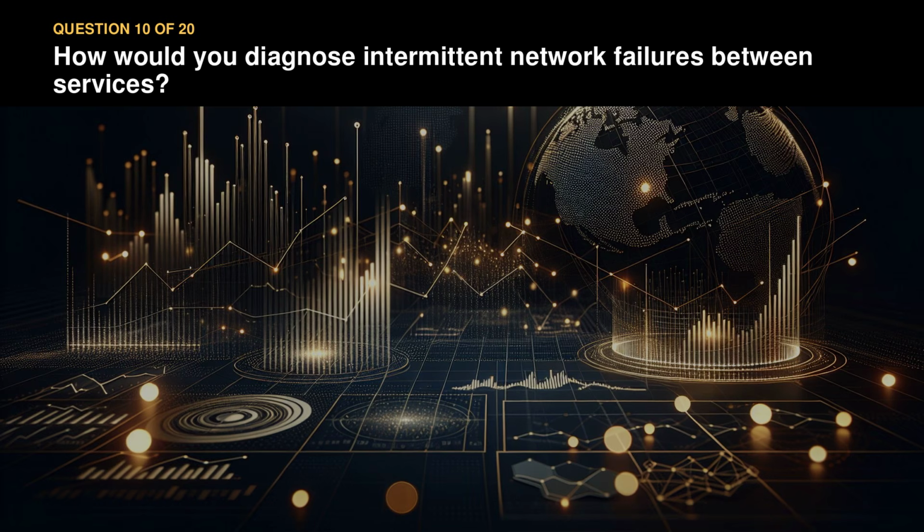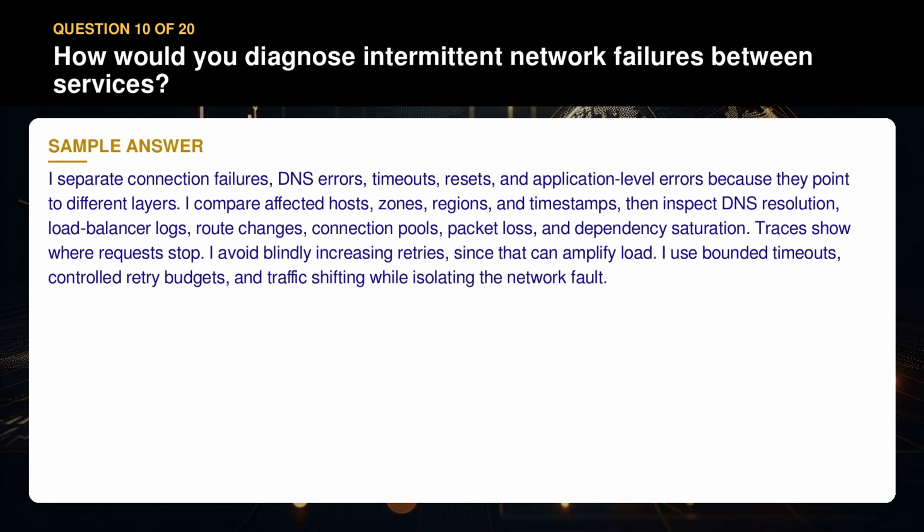Question 10. How would you diagnose intermittent network failures between services? I separate connection failures, DNS errors, timeouts, resets, and application-level errors because they point to different layers. I compare affected hosts, zones, regions, and timestamps, then inspect DNS resolution, load balancer logs, route changes, connection pools, packet loss, and dependency saturation. Traces show where requests stop.